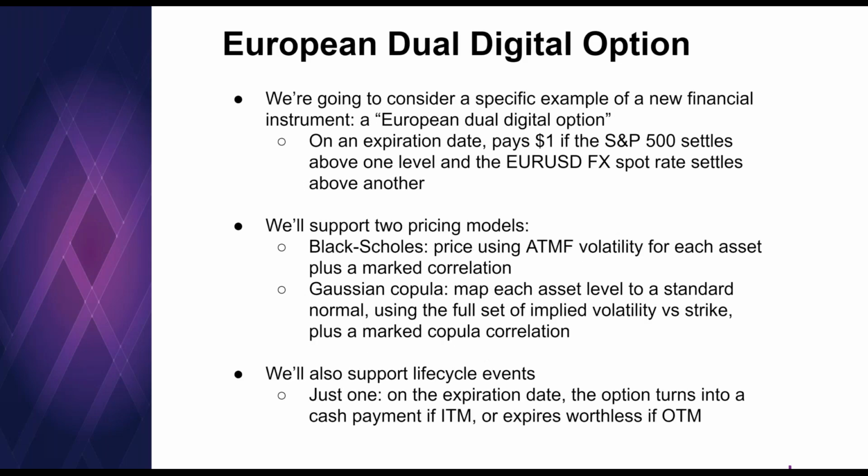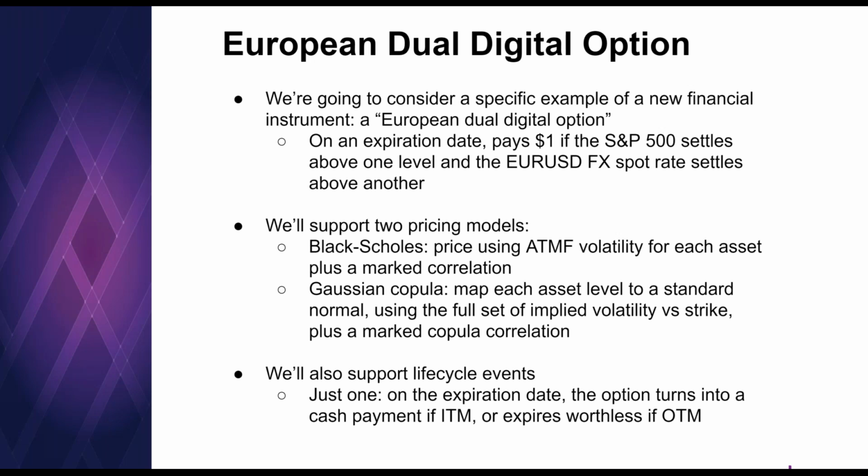So we're going to do this by looking at how we build a new instrument. The instrument that we're going to look at is an exotic derivative called a European dual digital option. The idea with this is it's a European payoff. On some expiration date, there are two asset prices: one is an equity index like the S&P 500, and another is a foreign exchange spot level like euro dollar. If the S&P is above one strike and the euro dollar is above a different strike on the expiration date, then the owner of that derivative gets paid $1. And if those conditions aren't true, then it's worth 0.